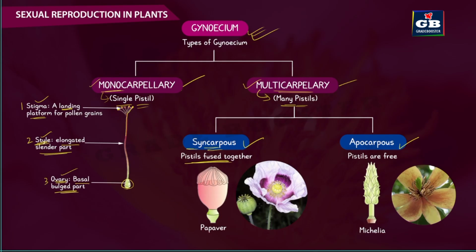Syncarpous. Example, Papaver, poppy plant. This is the poppy pod we can see. This is the poppy flower. Here we can see the fused pistils. The next type is apocarpous. Apocarpous means the pistils are free. Here also many pistils are there, but they are free. Here we can see the free pistils. And here the example is Michelia. So this is about the types of gynoecium.